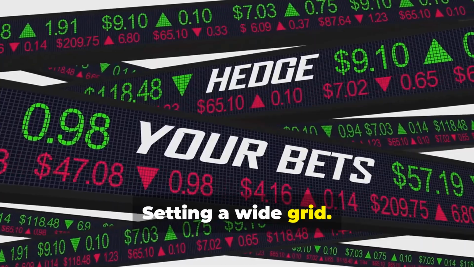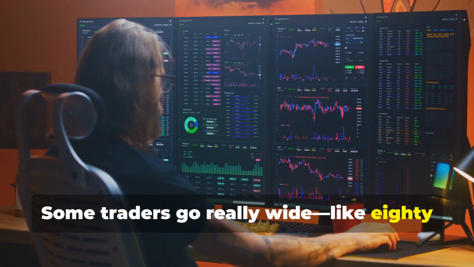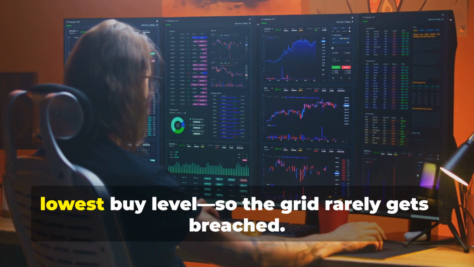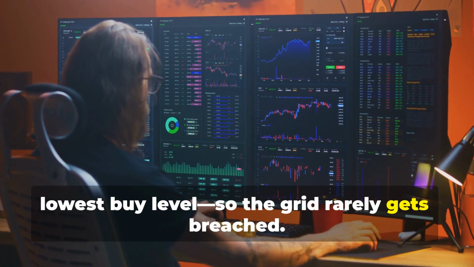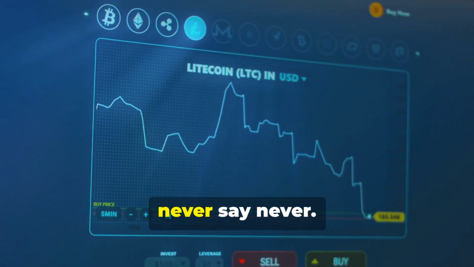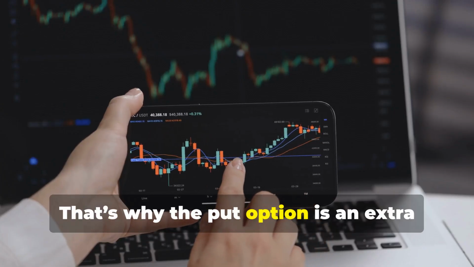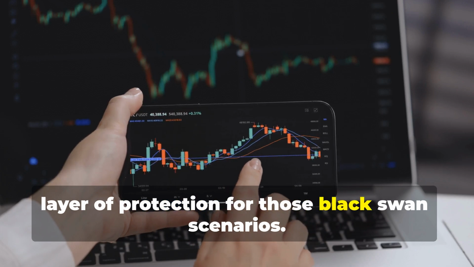Another option is setting a wide grid. Some traders go really wide, like 80% below the current price for the lowest buy level, so the grid rarely gets breached. Of course, in crypto, never say never. That's why the put option is an extra layer of protection for those black swan scenarios.